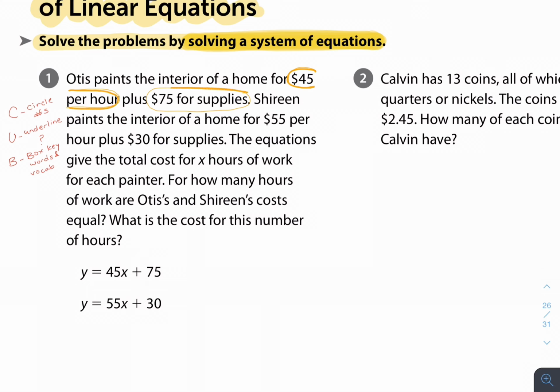Bam. And that's for Otis. And now Shireen paints the interior for $55 per hour, and then $30 for supplies. All right, those are all my numbers in the problem.